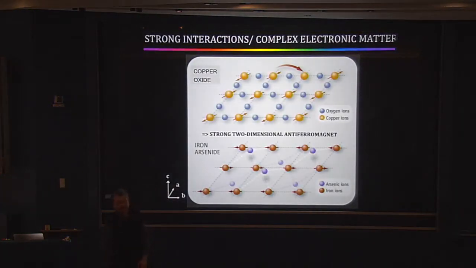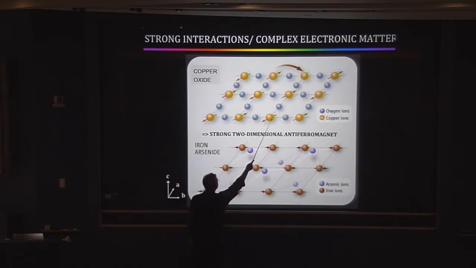Now, where's it coming from? These things are very strange materials. They're antiferromagnets. This copper atom has its magnetic moment pointing in one direction, opposite, opposite, opposite. The iron one's the same. These guys point one way, these guys point the other way. They're also two-dimensional, very two-dimensional materials, and they're not superconducting a priori. Both of those things are two-dimensional antiferromagnets.